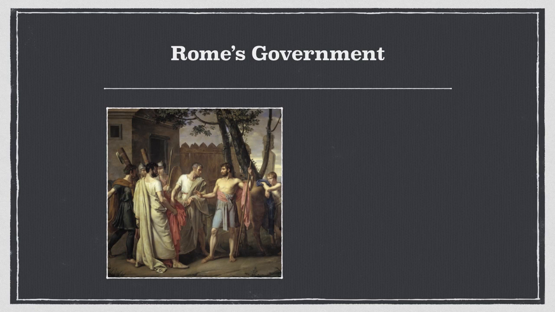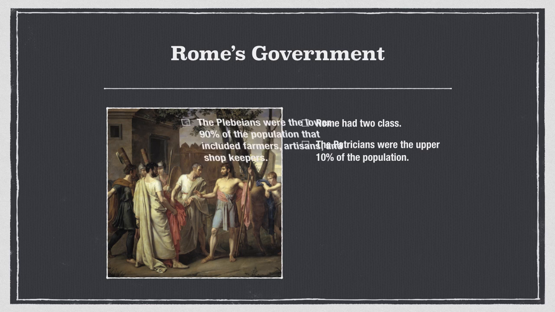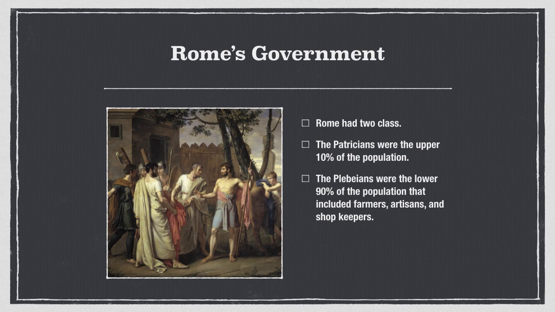Now to talk about the Roman Republic, let's talk about Rome's government. It's important to know Rome had two classes. You had the upper class that were called the patricians, and they made up about 10% of the population, or 1 out of 10 people, and you had the lower class, which were called the plebeians. They made up about 90% of the population, or 9 out of 10 people, and they included farmers, artisans, and shopkeepers. Now, each group did have the right to vote, however, plebeians could not hold public office.